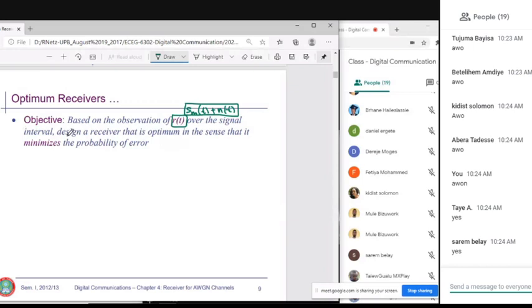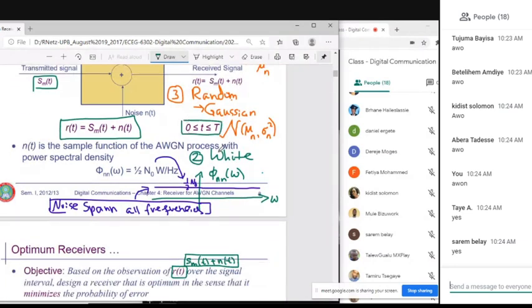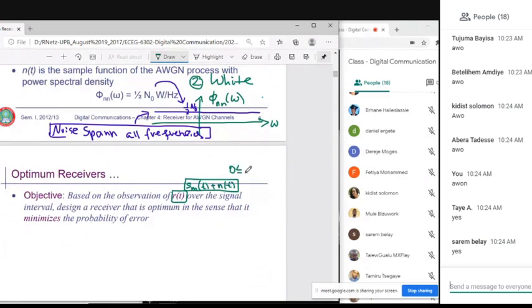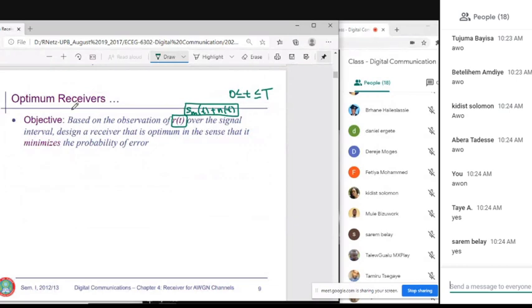So that's the objective here. Based on the observation of r(t) over a signal interval, of course this definition is valid only over a symbol interval. Over a symbol interval, given that r(t) is received, the primary task of the receiver is to design an optimal receiver. And this optimality is in the sense that the probability of making errors is minimized.